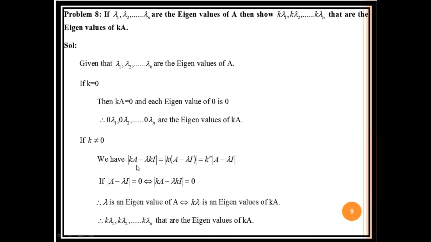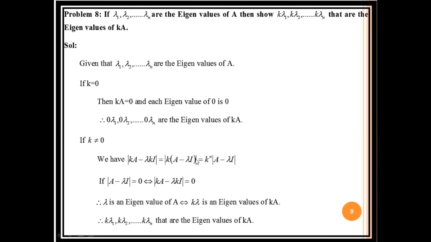In this, take k common: k into (A minus lambda I), right? No, here this is the determinant of k into (A minus lambda I). Actually here A is n by n. How many eigenvalues have we taken? Total number of eigenvalues is n. So how many times have we taken k? n times. That's the determinant of k.